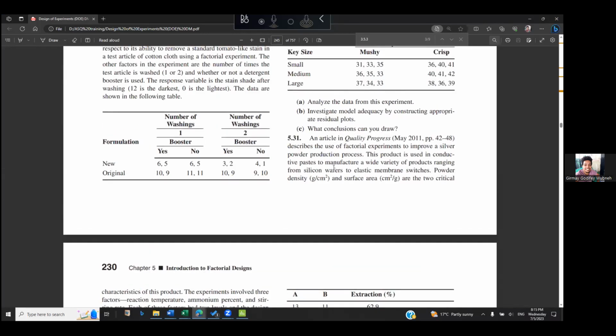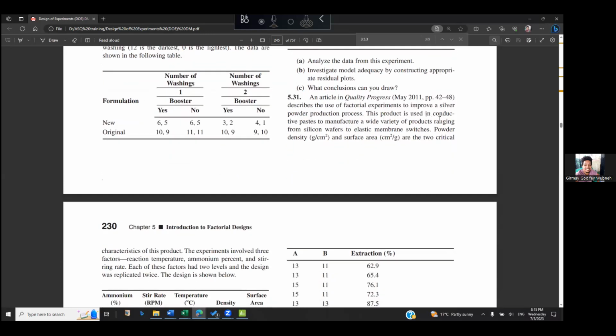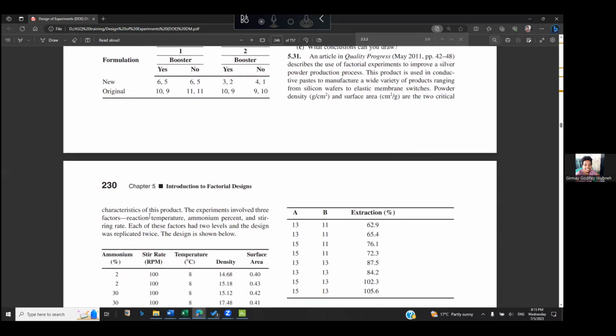5.31 is an article in Quality Progress that describes the use of factorial experiments to improve a silver powder production process. This product is used in conductive pastes to manufacture a wide variety of products, ranging from silicon wafers to elastic membrane switches. Powder density and surface area are the two critical characteristics of the product.